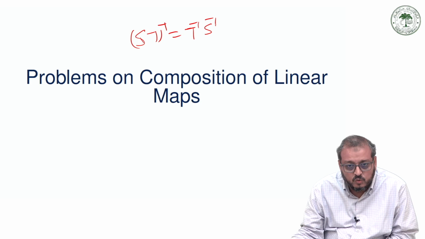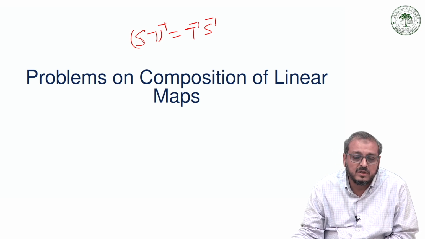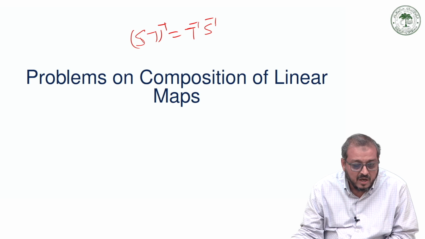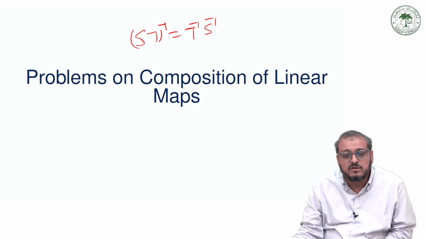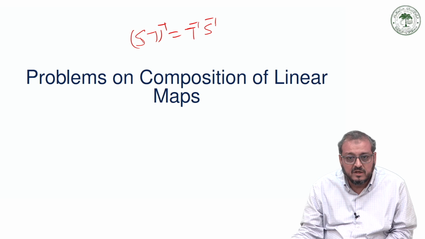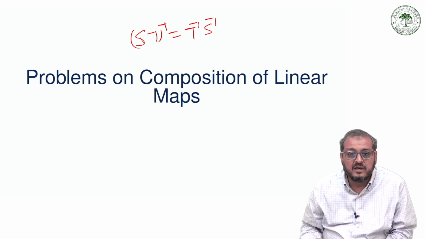and S is onto. Also we showed that whenever the dimensions of all the vector spaces are the same, if the composition of these two transformations is an isomorphism, then T is an isomorphism and S is also an isomorphism. So now in this class we discuss some problems related to the composition of linear transformations.